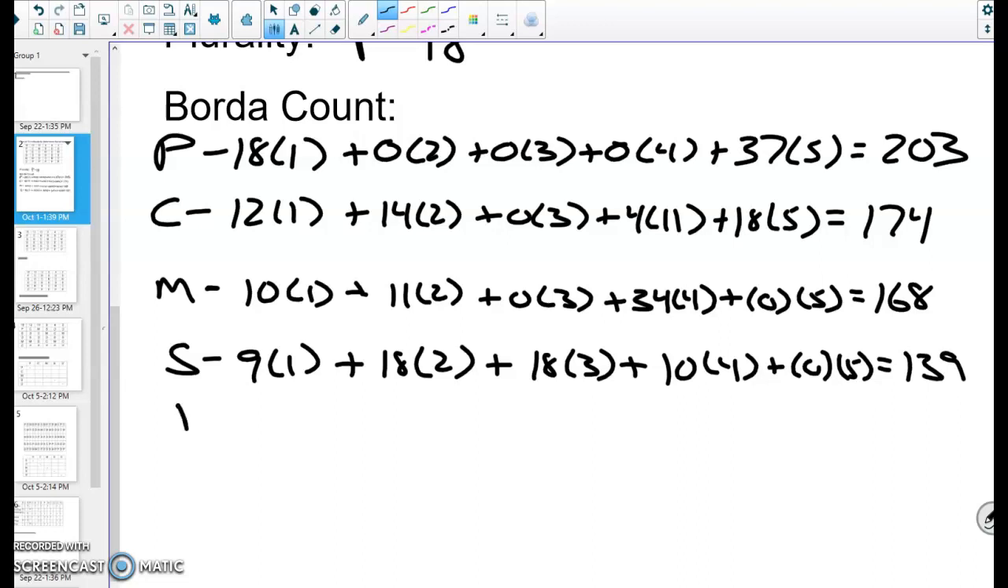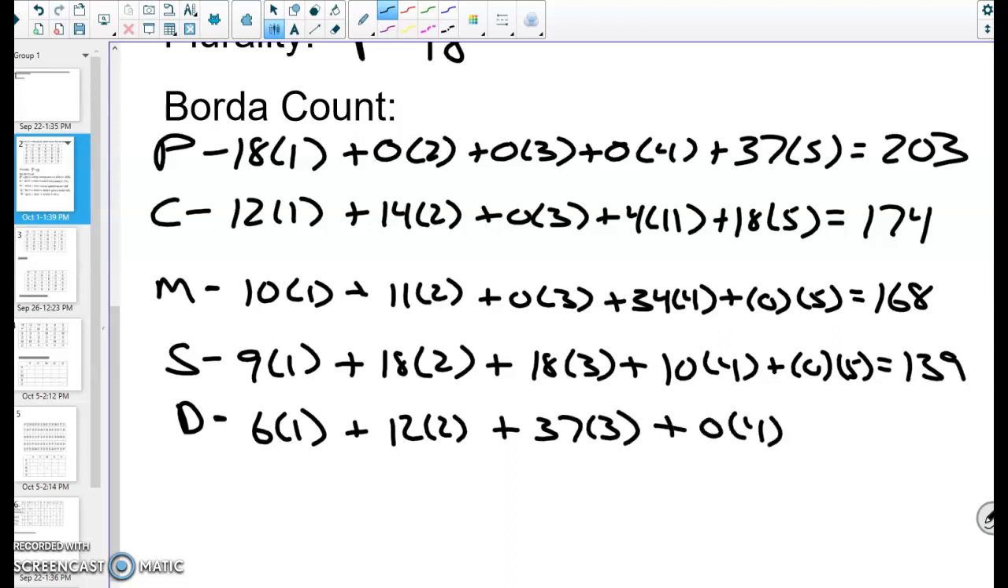And my D, out of combined columns 5 and 6, had 6 first place votes. It had 12 second place votes. It had 37 third place votes, and actually got 0 fourth place votes and 0 fifth place votes. So that total was 141.